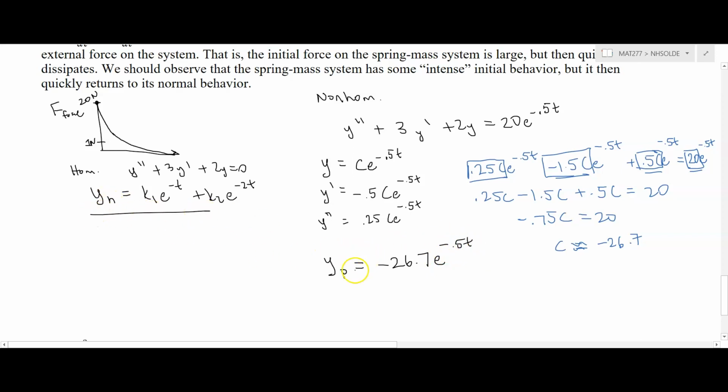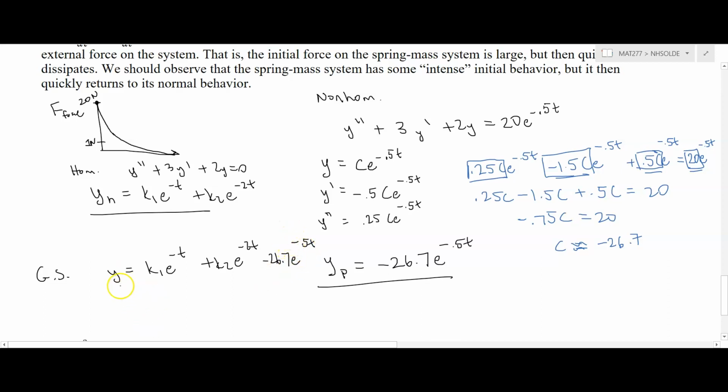So we're going to add these two guys together to get the general solution. The general solution is going to be k1 e to the negative t plus k2 e to the negative 2t minus 26.7 e to the negative 0.5t. So as t approaches infinity, regardless of what these coefficients are, all three of these terms are going to go to 0. You raise something to a negative power that's large enough, it will go to 0.